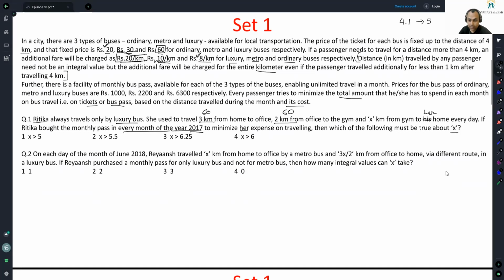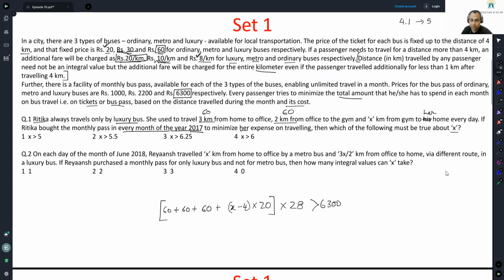What this essentially means is her expenses: first she pays 60, then 60. Then for the third travel, she pays 60 plus, let's say all the options are greater than 4 only, so X minus 4 into how much? 20 per kilometer, no? 20 per kilometer. This much she has paid per day for 28 days. And this is still greater than the bus pass, which costs 6,300.